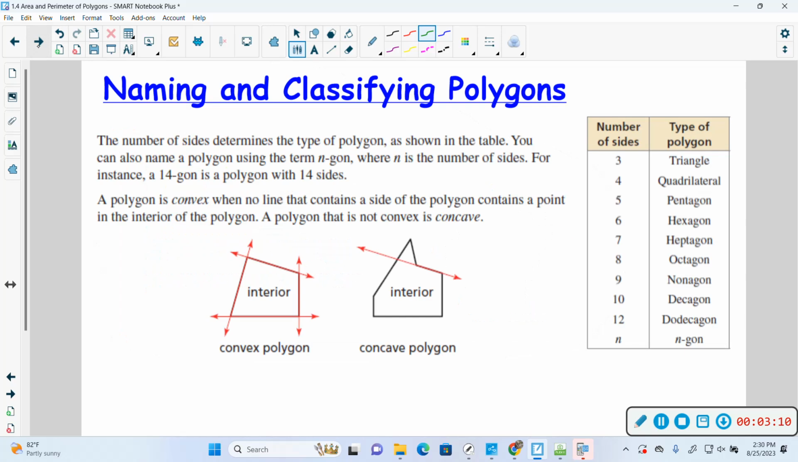Okay, now, different types of polygons. You're going to have to know whether it's convex versus concave. I find this description very wordy for something that's very simple. A polygon is convex when no line that contains the side of the polygon contains a point in the interior of the polygon. A polygon that's not convex is concave. That's like clear as mud to me. Concave: a side caves in. Convex: the sides do not cave in.